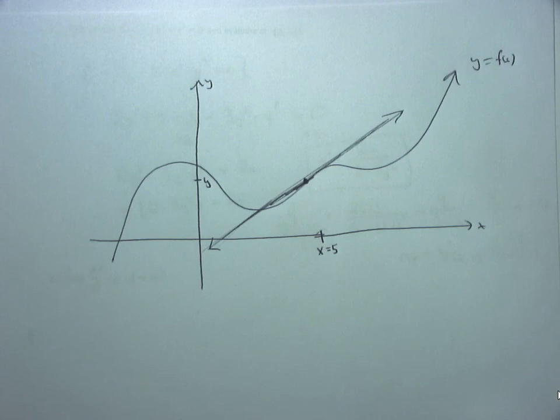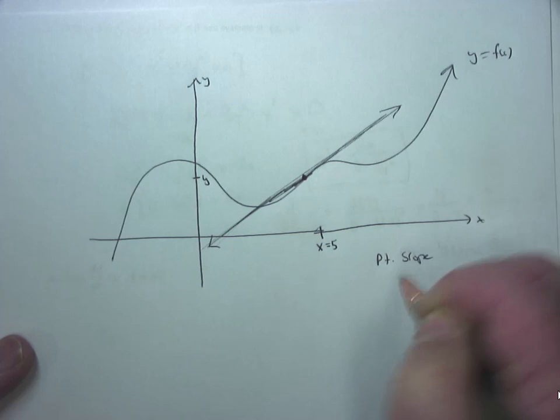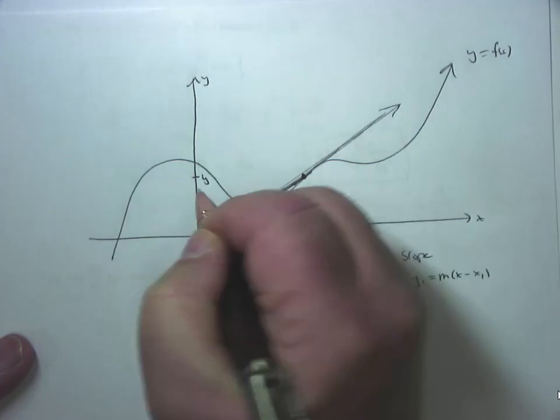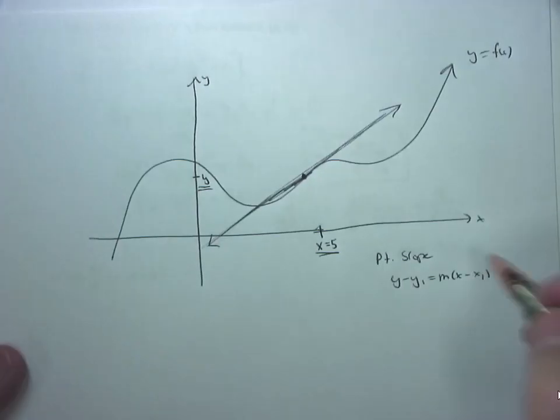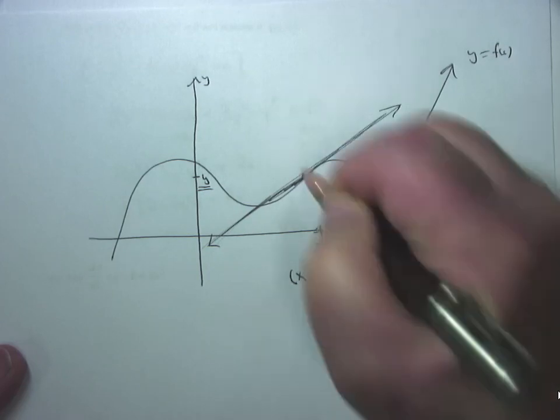How do you find the equation of the tangent line? Anytime you find the equation of a line, what do you always have to use? Point slope. So we had to use the old point slope formula: y minus y1 equals m times x minus x1. They gave you the x. You had to calculate the y, so you got your point. So you're going to have this point x1, y1 right there.